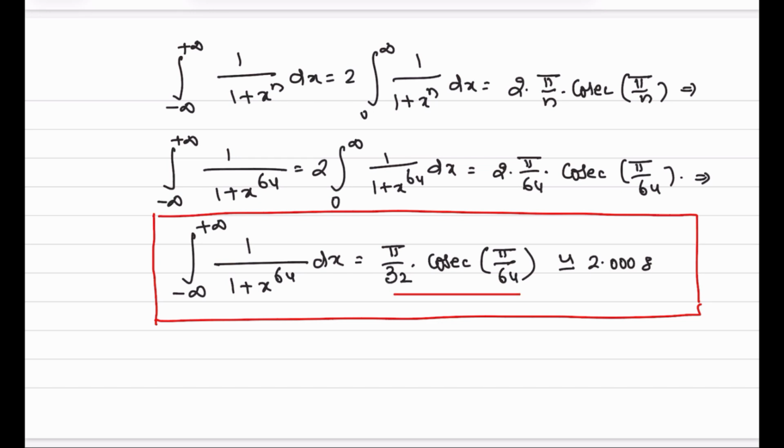This is how, by using the beta gamma functions and their properties, the integral from minus infinity to plus infinity 1 by 1 plus x to the power of 64 dx is calculated, and instead of 64, if it is n also, we have calculated the formula. We have used the beta function definition, the gamma function definition, and the reflection formula properties, and we got the value. With this, I wanted to conclude this lecture.